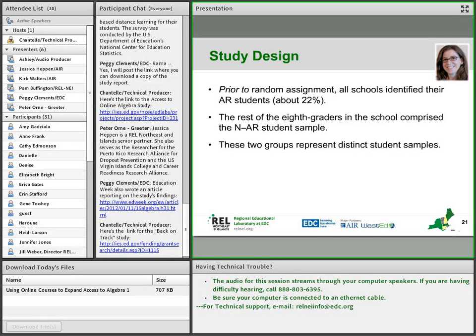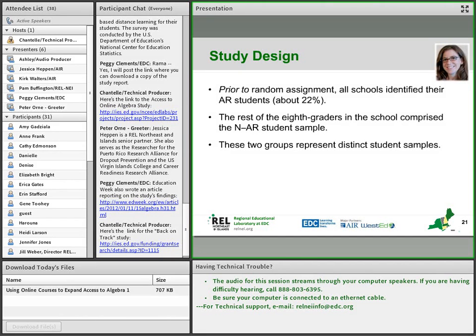So prior to random assignment, before schools ended up in either the treatment group or the control group, before they knew whether they were offering the course that year, 2008-2009, or not, all schools identified their algebra-ready students. And when they did this, they identified about 22% of their total 8th grade student population, which is pretty consistent with what we expected to see, and pretty consistent, actually, with the percent of students in the region and nationwide that take algebra in 8th grade.